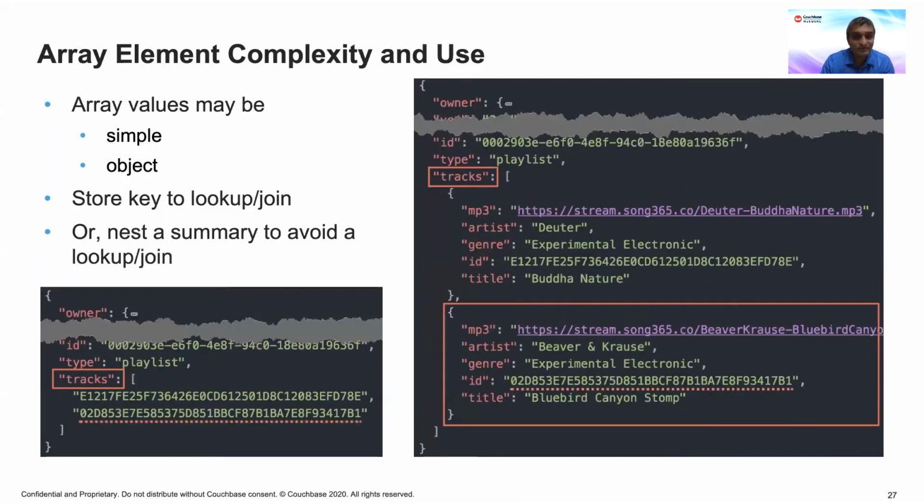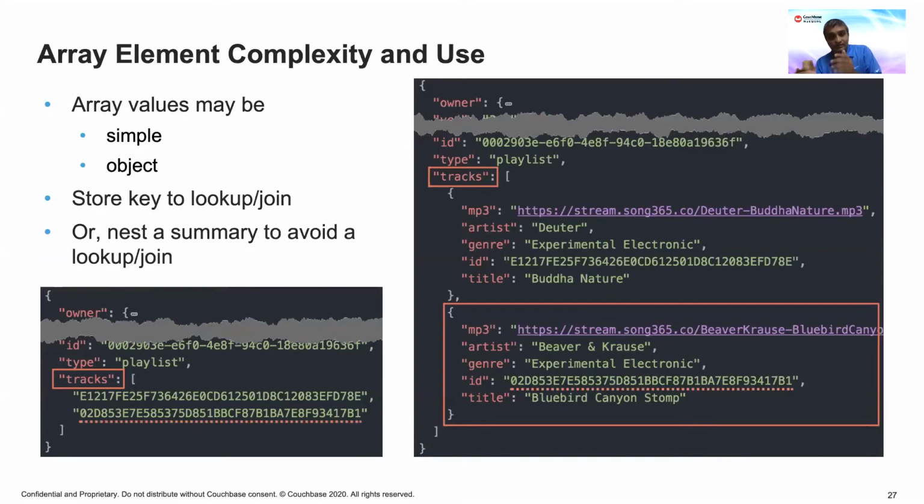So also have a look at this. In this case, tracks is an array of strings. Tracks is an array of track IDs. So for every track that I need to play, I need to get the track. I need to join it. So if there is a playlist with 10 tracks, I need to do 10 gets.